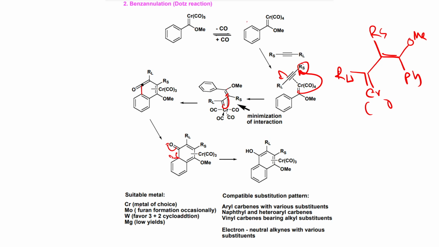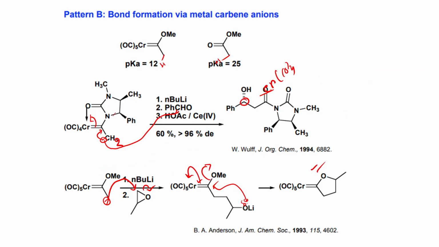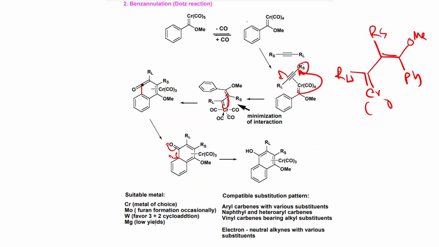So this particular reaction is suitable for chromium, molybdenum, furan formation occasionally, and tungsten is also compatible. And for the substitution pattern, aryl carbenes with various substituents and naphthyl kind of things.